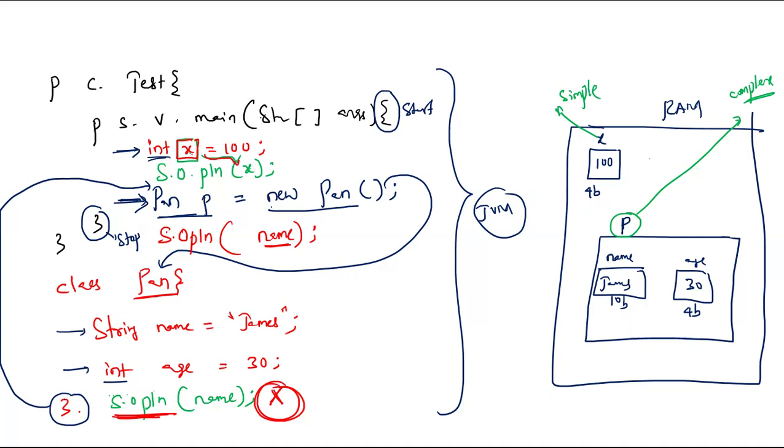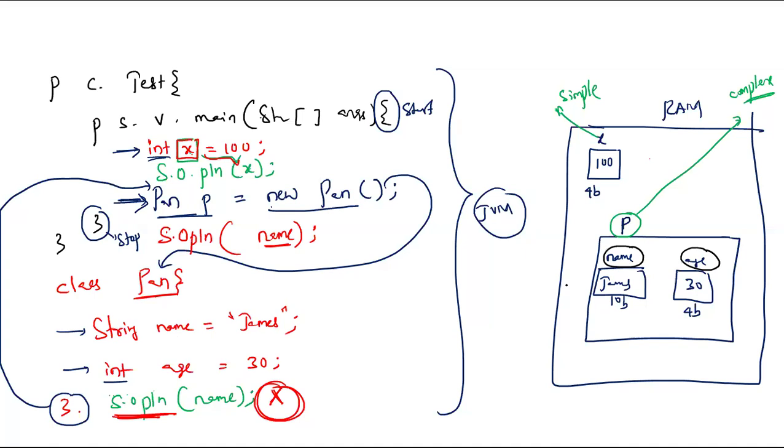For example, if your village is there, can we directly locate the village from another place called Bengaluru? No, we should know your state name, your district name, your mandal name. Then only we can locate you. Correct or not? Now for this name and this age variables, there is a reference.